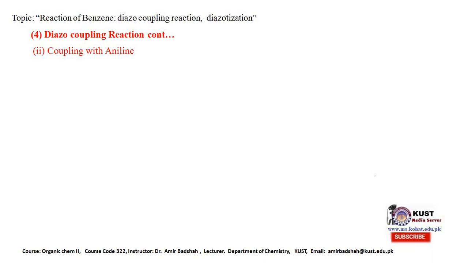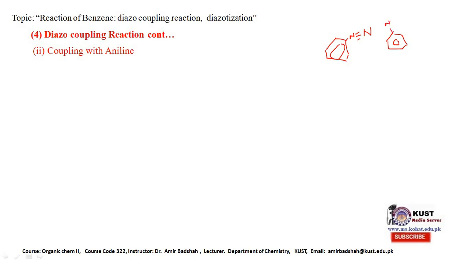As in the former case with the phenol oxide, aniline can also react at two positions with diazonium salt. For example, this is the diazonium salt, so aniline can react with the diazonium salt at two positions. This is aniline. So aniline has two positions for reaction with the diazonium cation.